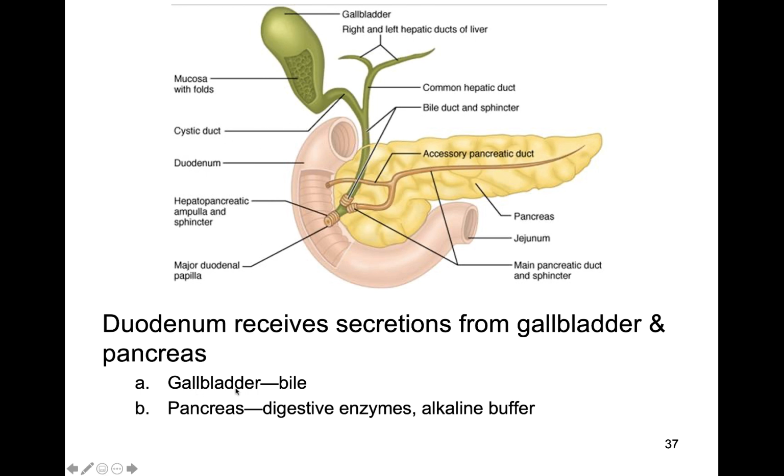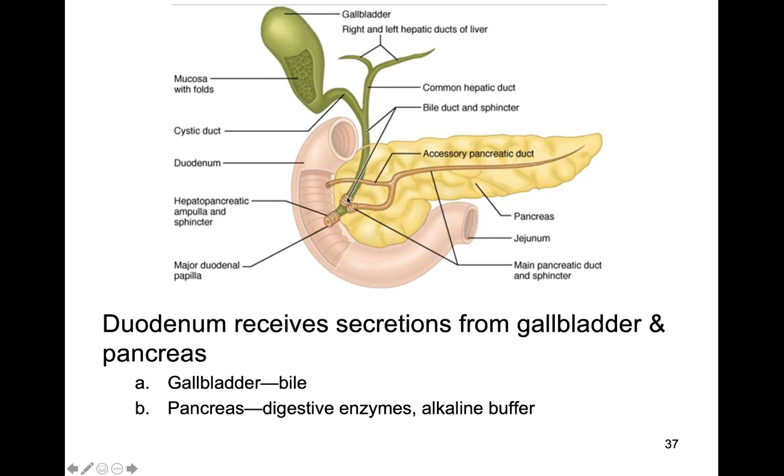Bile is made by the liver and is stored in the gallbladder. Here we have the right and left hepatic ducts of the liver. These are coming from the liver, and they can bring the bile down to the duodenum, or store it in the gallbladder. The duct that takes bile from the gallbladder is called the cystic duct, and it forms this Y shape. You have the common hepatic duct. Hepatic means liver, and it's common because right and left are combining here. So you have the common hepatic duct, and then the cystic duct here. Going down, you have the bile duct, which brings the bile down to the duodenum.